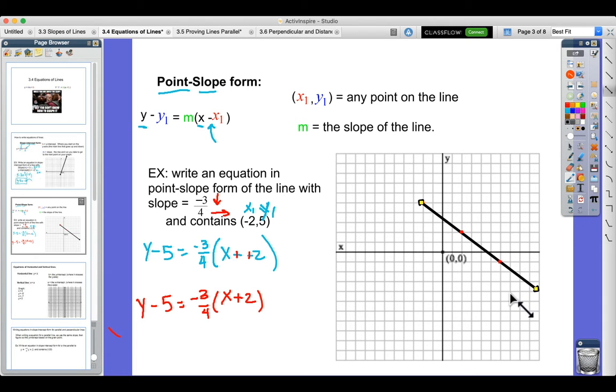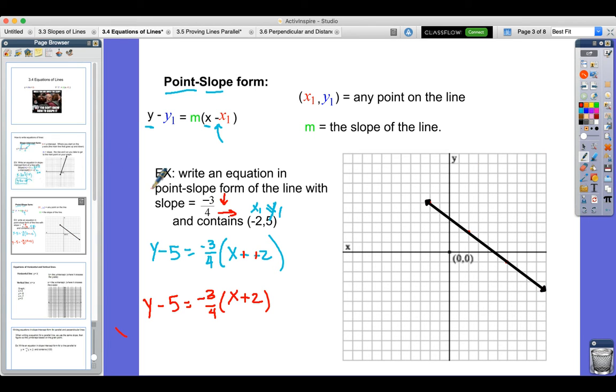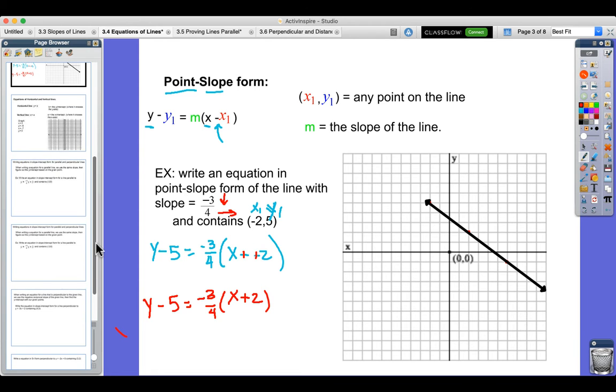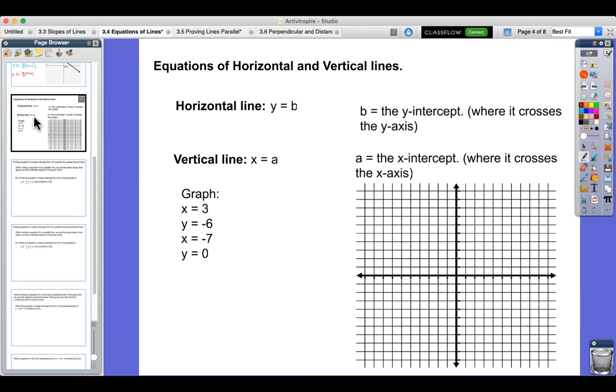And that's a more proper line. So point-slope, because they give us a point, then the slope. So let's look at this right here. Equations for horizontal lines and vertical lines. So they actually have an equation.